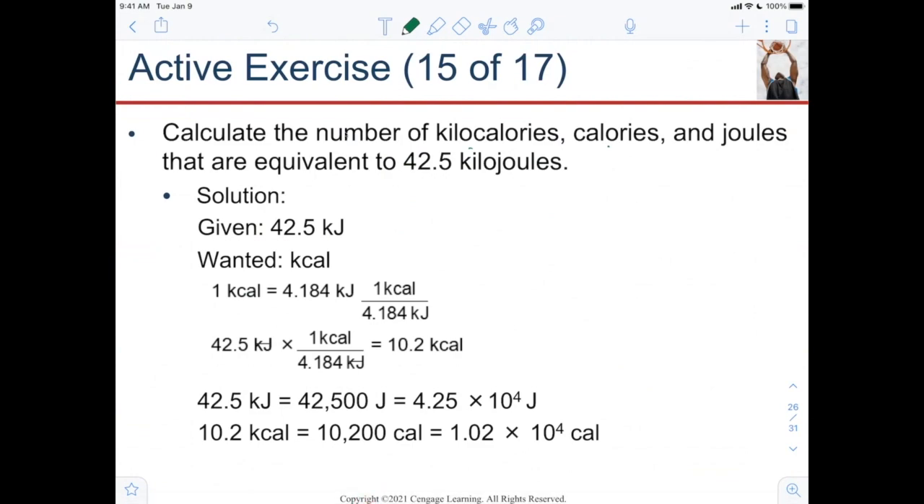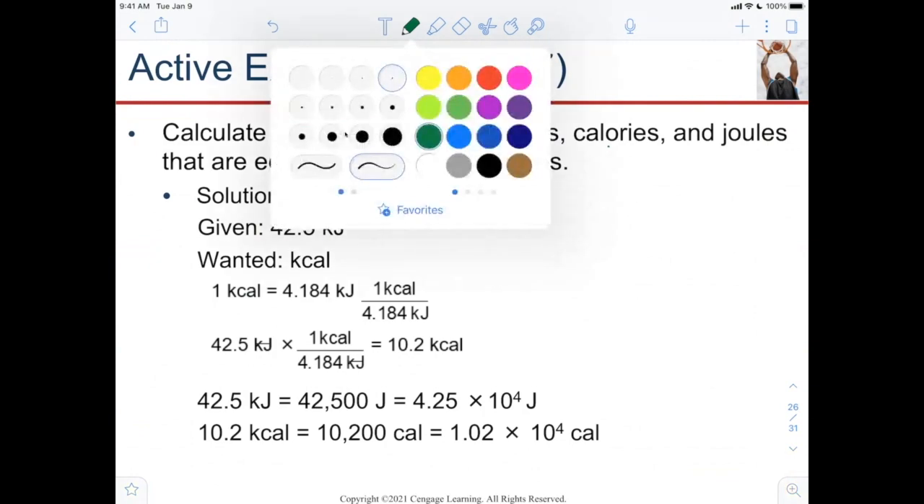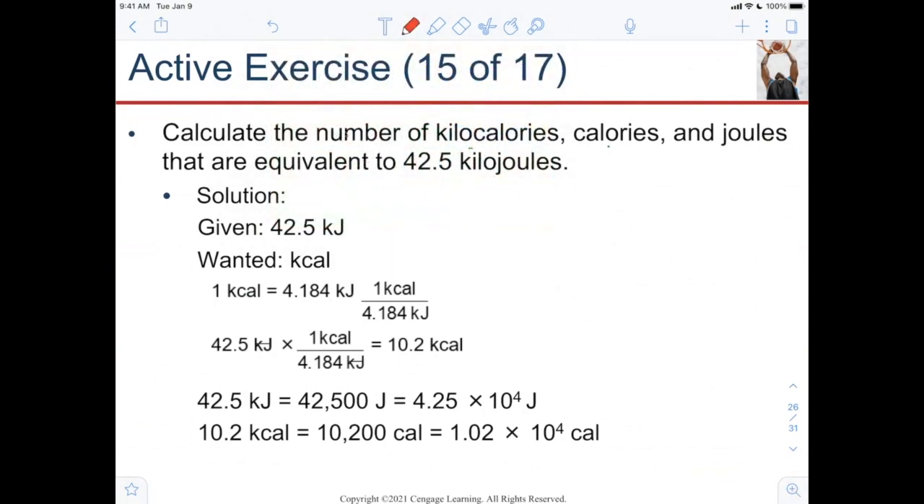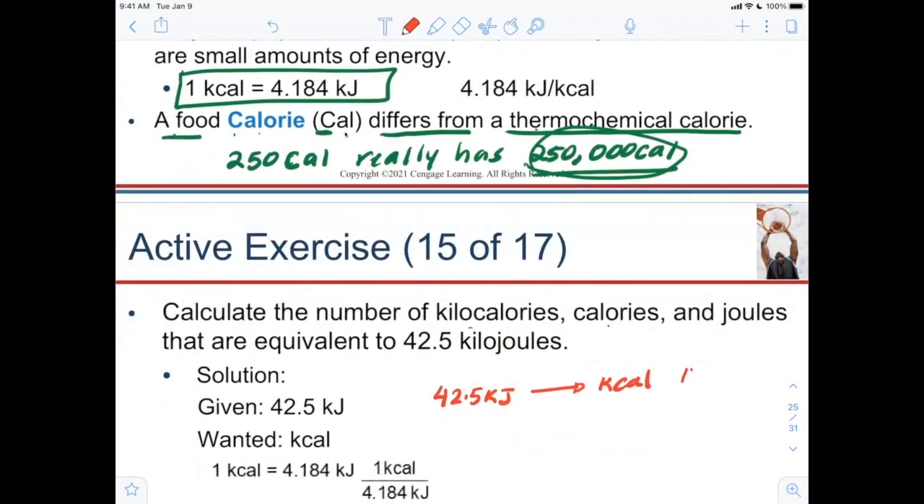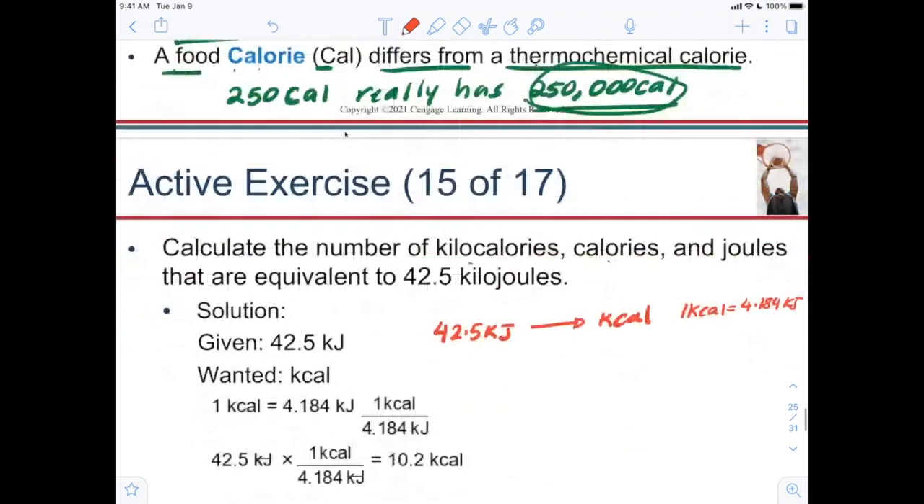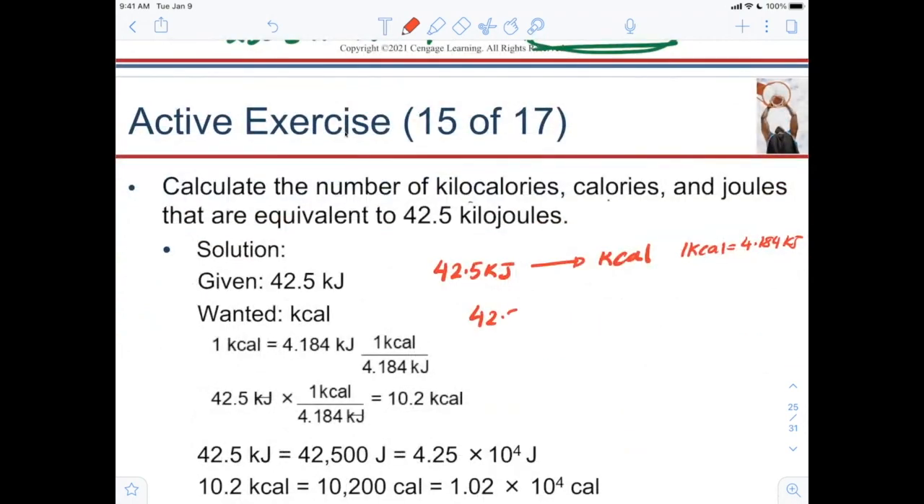Yeah, I feel like there's a lot going on here. But let me see if I can write it here with a brighter color, red. If we have 42.5 kilojoules, and our first conversion is to get to kilocalories, you want to have the conversion factor. So let's see. Oh, we do have a kilocalorie to a kilojoule. That's the number over there. Okay, so 1 kilocalorie equals 4.184 kilojoules. Great. Write the given number, 42.5 kilojoules.